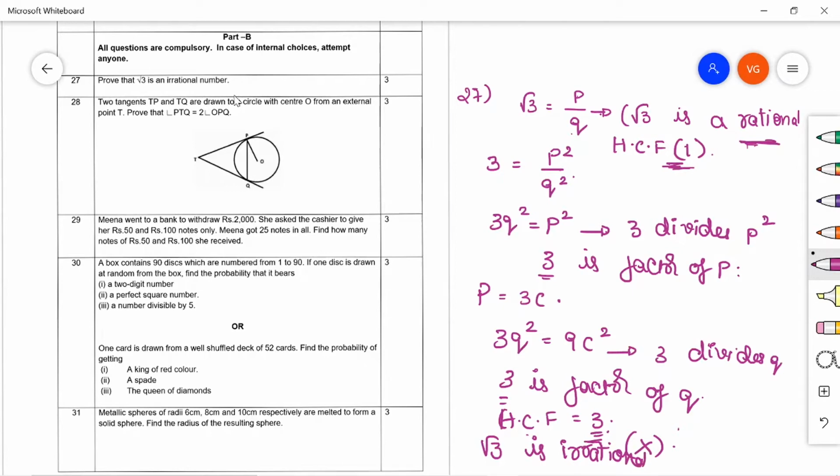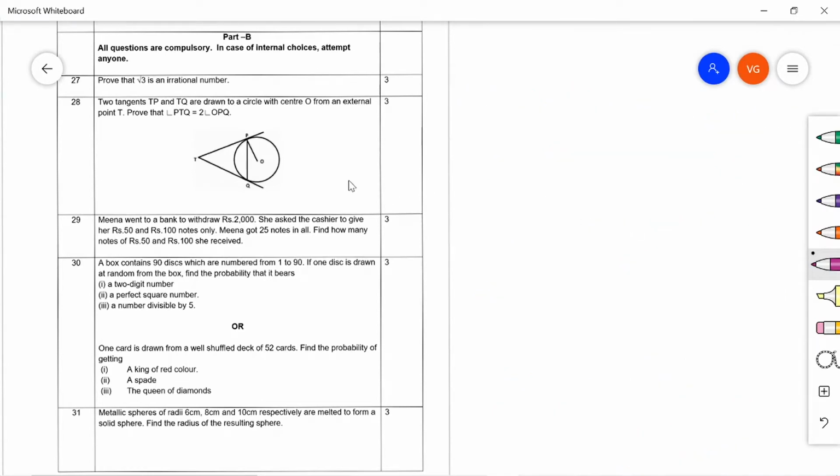Now I'll tell you the marking scheme. If you can write assuming that P by Q as root 3, that is it's a rational number, HCF is 1, here you will get 1 mark. And after that you are writing 3 is a factor of P, here you will get half mark. Then 3 is a factor of Q, here you will get another half mark. Writing the final statement, you will get 1 mark. So 1 mark, half and half, another 1 mark. So totally 3 marks for this question.